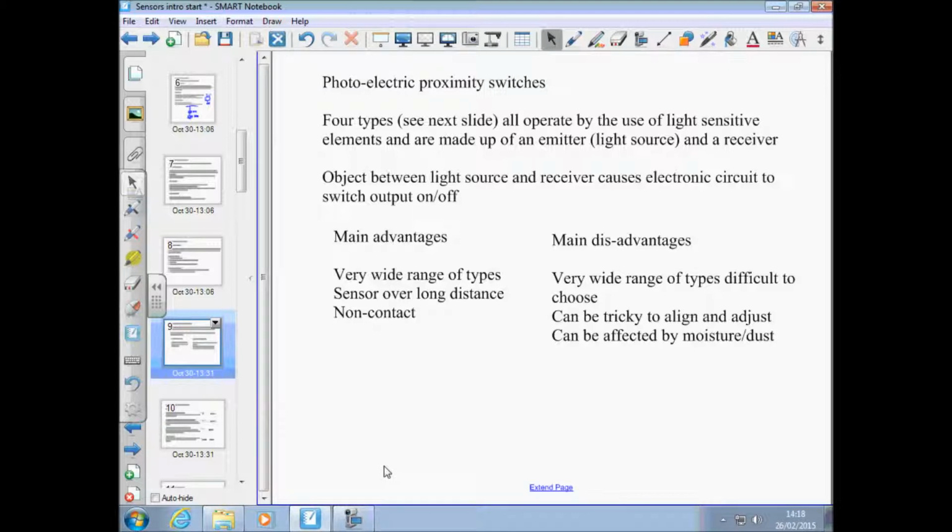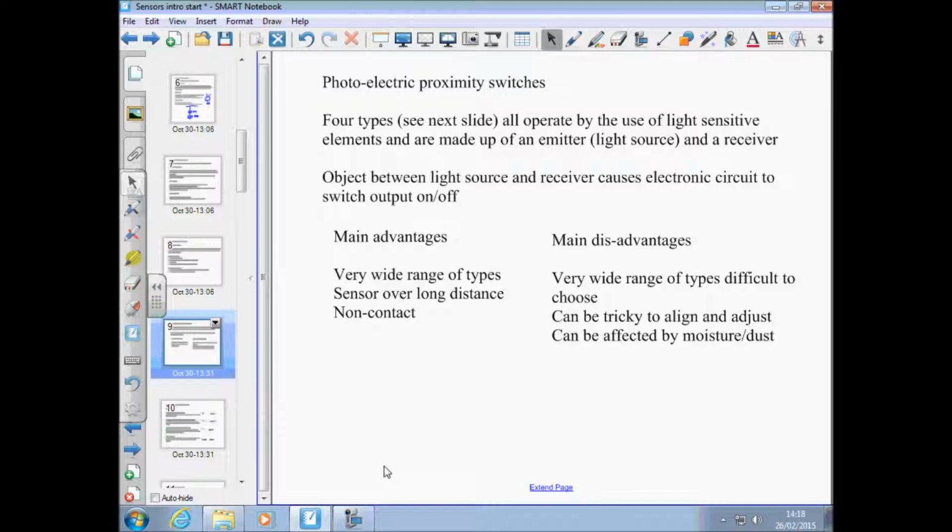Photoelectric. 4 types, and we'll look at that on the next slide. They all operate by using light sensitive elements and are made up of some kind of emitter or source of light and a detector or receiver. An object between the light source and its receiver causes an electronic circuit to switch an output on or off. The main advantages are there's a very wide range of types, sensing over a long distance in some cases. They're non-contact.